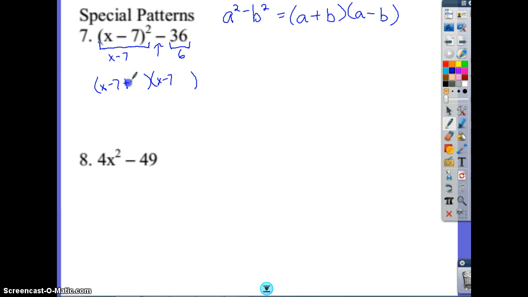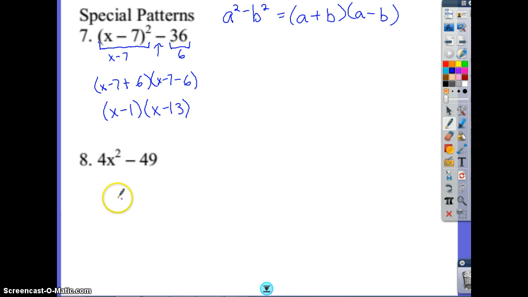I'm going to do one plus and one minus, and remember there's a plus and a minus because that gets rid of the middle term, the middle x term. And then the 36 is going to be a 6 and a 6. And in this case, anytime you have two real numbers within the parentheses, you can simplify. So this is going to simplify to x minus 1, and this will simplify to x minus 13. So you've got your answers there.